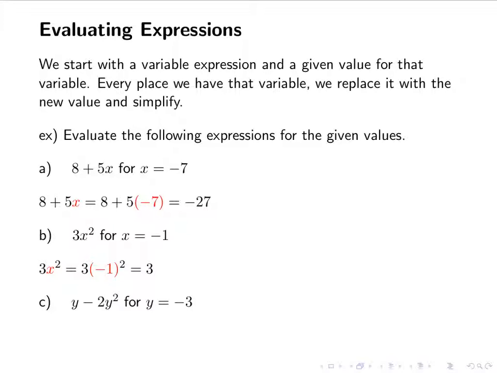We might have more than one, in our case y, in our expression. Y minus 2y squared for y equals -3. So again, we have two of our y's. Both of them have to be replaced with -3. So -3 minus 2 times -3 squared. Again, remember, you're squaring the entire -3. -3 squared is 9. And then -3 minus 18 becomes -21.